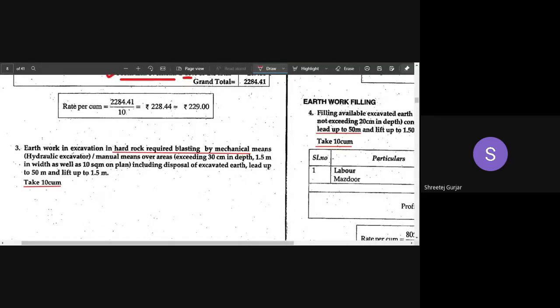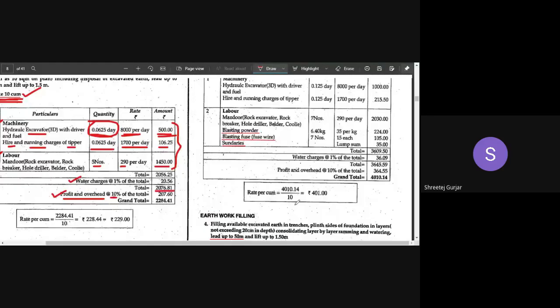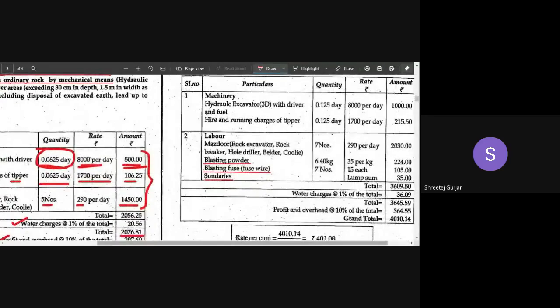Okay, so various types of earthwork we have, right? We have earthwork in hard rock, which requires blasting. Hard rock which requires blasting. So let us look at what is the difference in blasting, right? So these particular things are same.